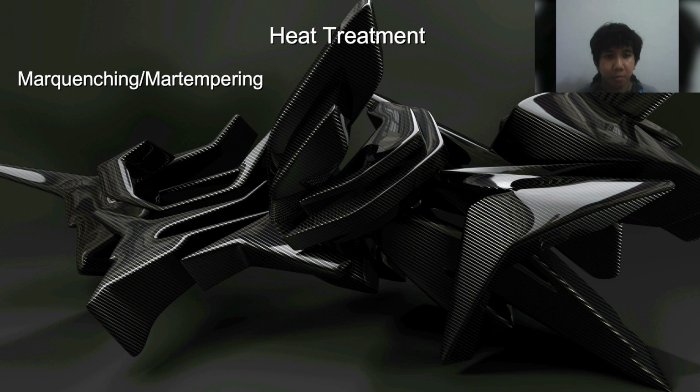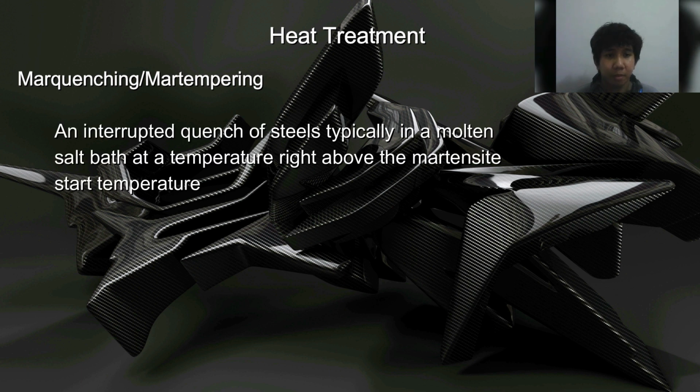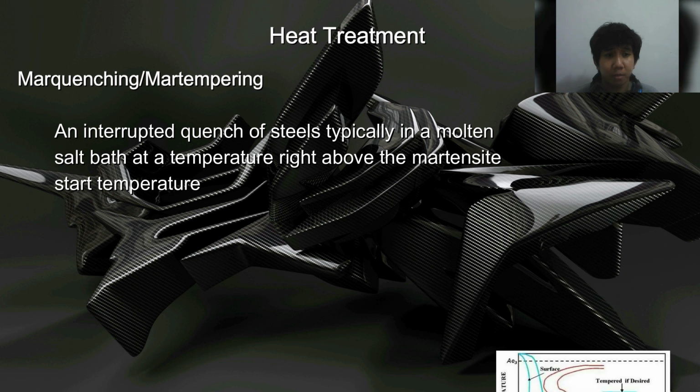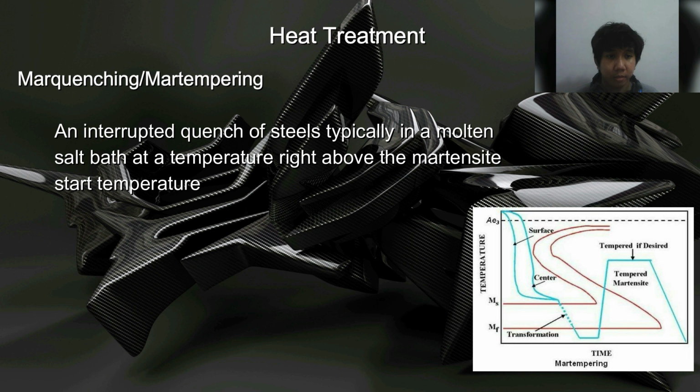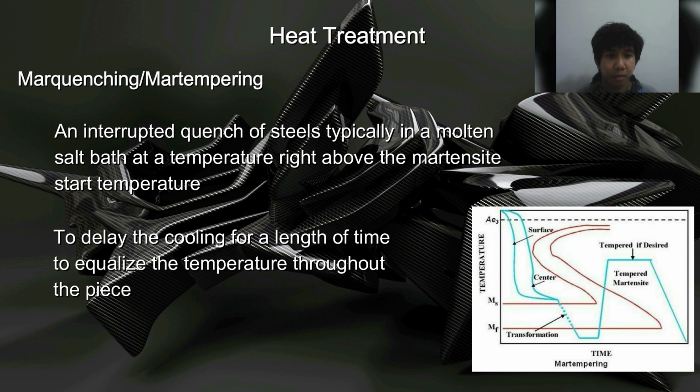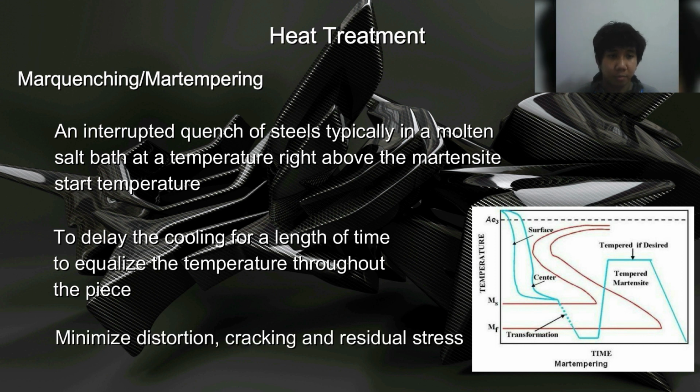Mar tempering or mar quenching is a form of heat treatment applied as an interrupted quench of steels, typically in a molten salt bath at a temperature right above the martensite start temperature. The purpose is to delay the cooling for a length of time to equalize the temperature throughout the piece. This will minimize distortion, cracking, and residual stress.